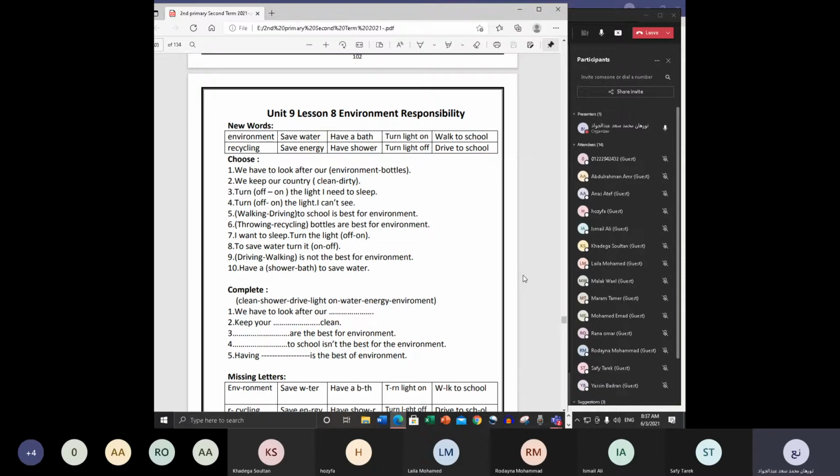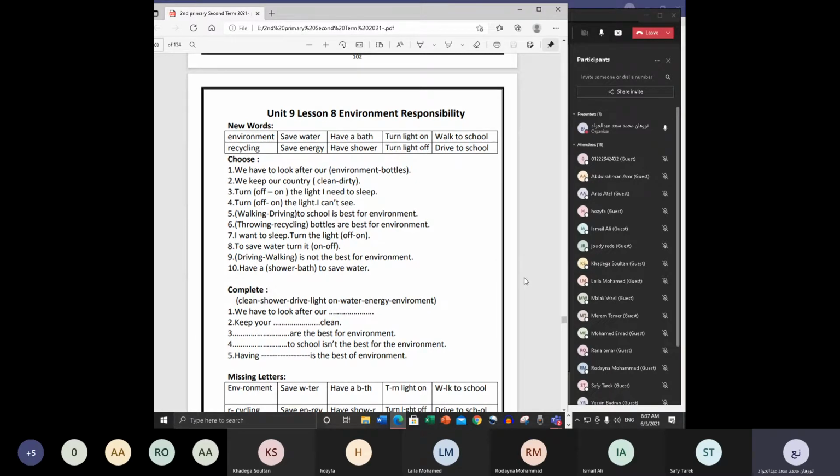Number four, we walk to school instead of driving. Why do we have to walk to school instead of driving? To reduce the pollution. Number five, having a short shower instead of a long bath. What's the difference between a short shower and a long bath? A short shower takes a little time, but a long bath takes much time.